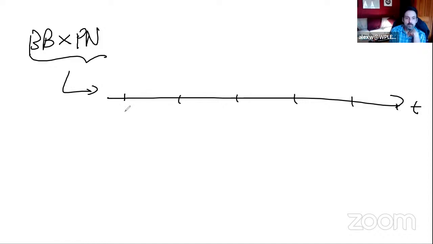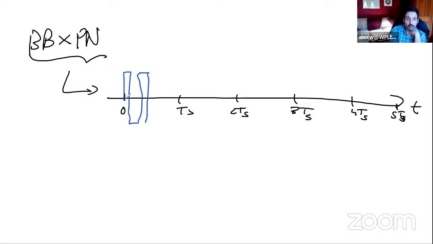Zero, Ts, 2Ts, 3Ts, 4Ts, 5Ts. And what you'll get is this. Wow, doesn't that look like, yeah, it does. It kind of looks like the PN sequence.